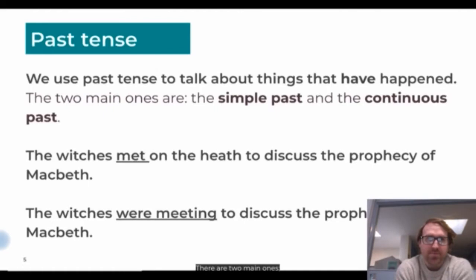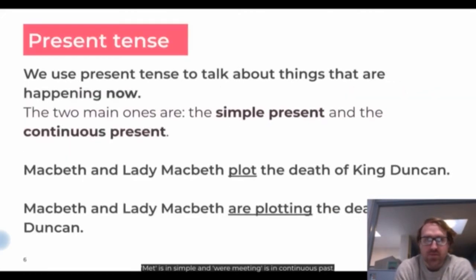There are two main ones, simple past and continuous past. Here are two examples of it being used in sentences. The first one is a simple past. The witches met on the heath to discuss the prophecy of Macbeth. The second one, the witches were meeting to discuss the prophecy of Macbeth. That is written in continuous past. Met is in simple past and were meeting is in continuous past.